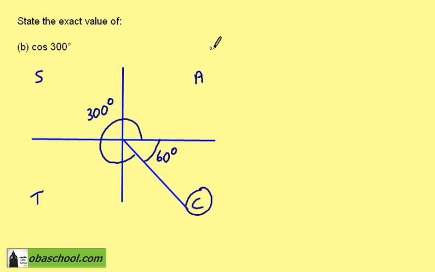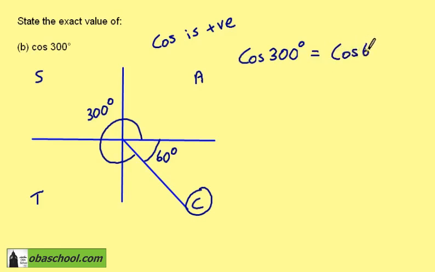We're in the C quadrant, so the cosine is positive, and therefore the cosine of 300 degrees will be equal to the cosine of 60 degrees, which is a half.